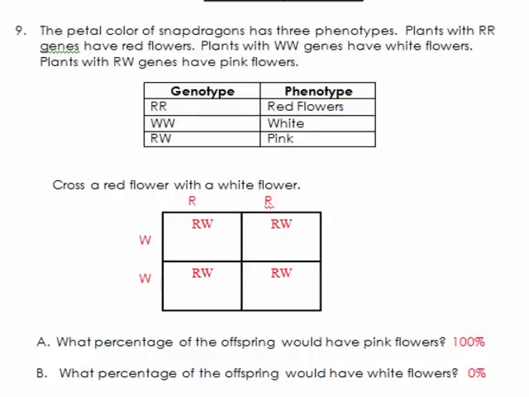The petal color of snapdragons has 3 phenotypes. Plants with big R genes have red flowers. Plants with capital W will have white flowers. And plants with RW genes will have pink flowers. Cross a red flower with a white flower.